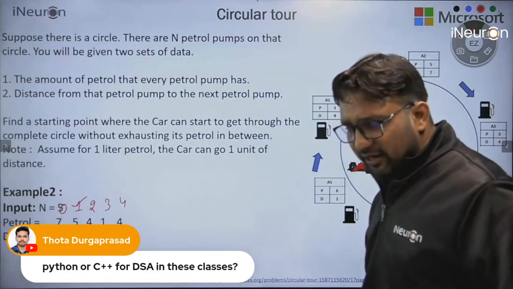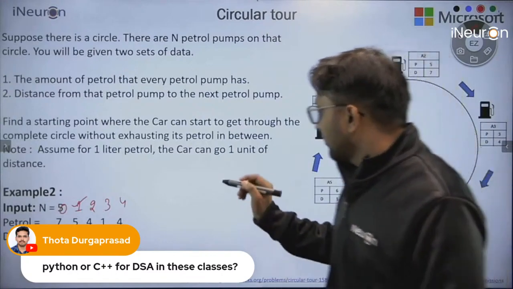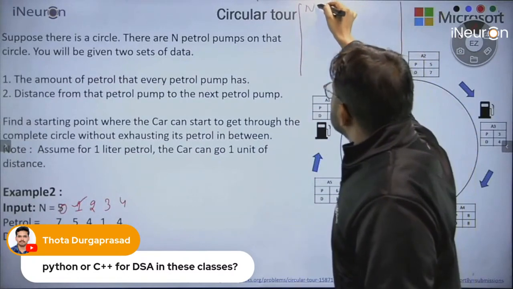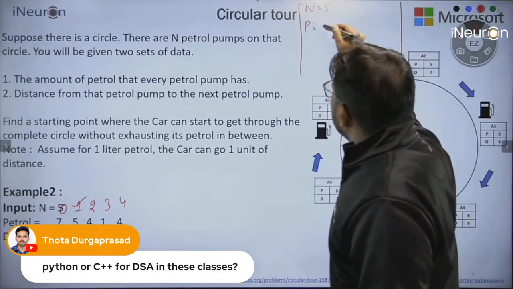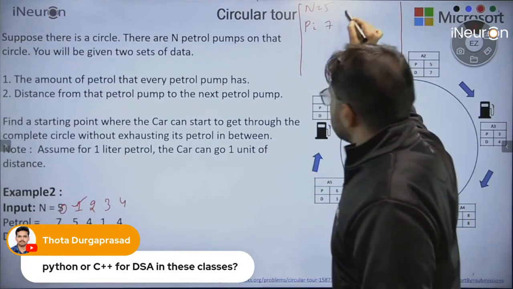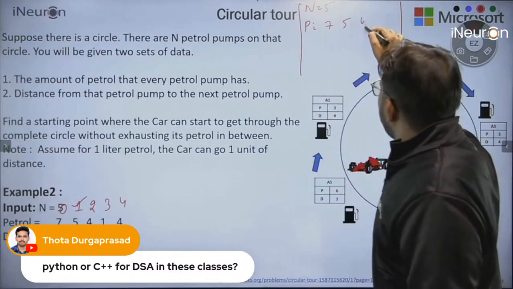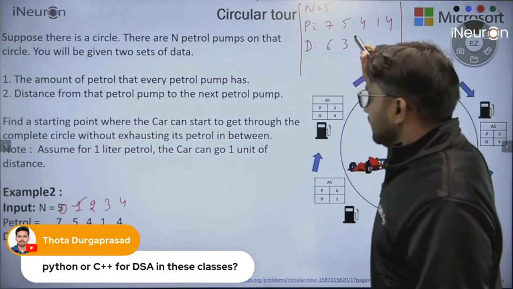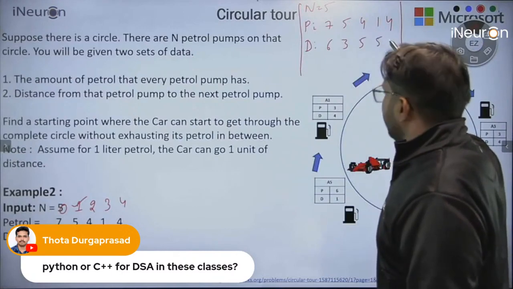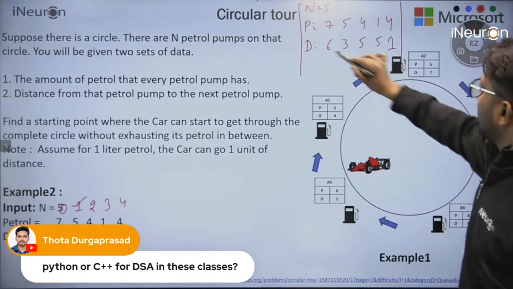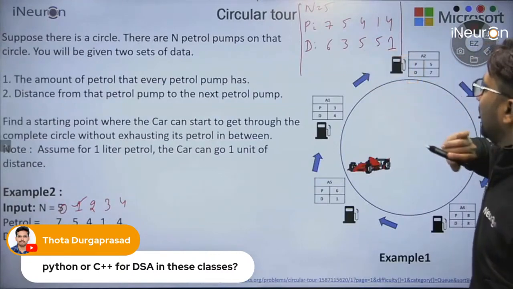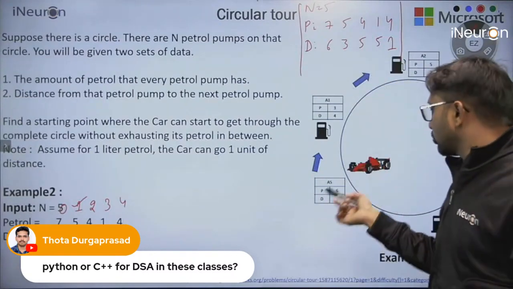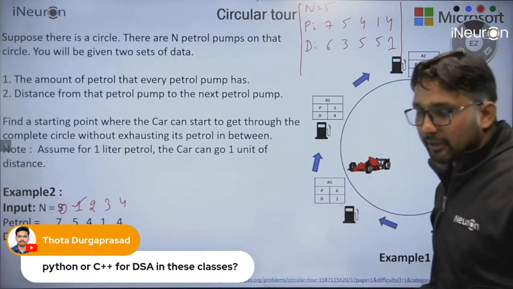So for this one, what is the answer? Okay, it's not visible. Fine. Let me write this question over here. The number of petrol pumps is 5, and the petrol at every station is like this: 7, 5, 4, 1, 4, and the distance is 6, 3, 5, 5, 1. So this is the distance array. Can you please tell me again what should be the starting station, so that I cover all the stations and come back to my starting station? Please reply.